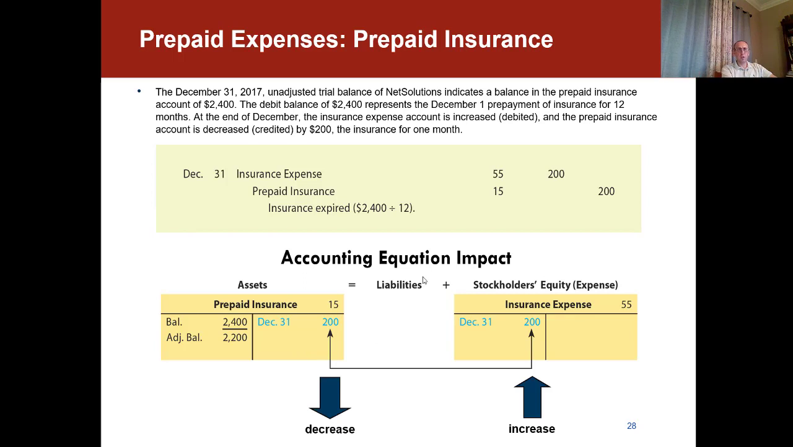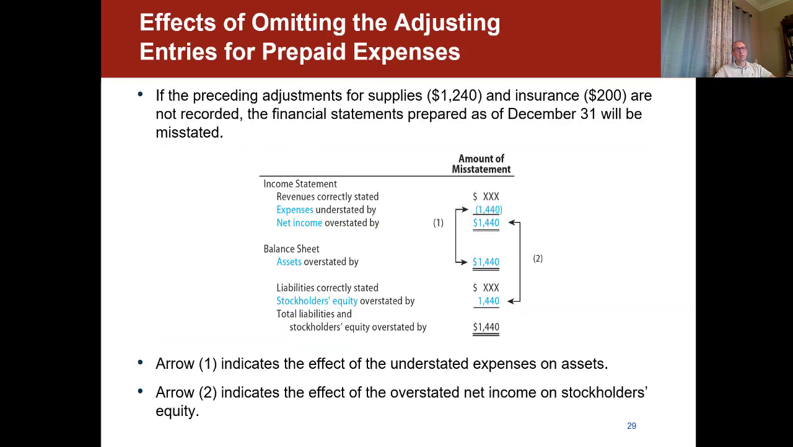So what if we forgot to record these transactions? And by the way, prepaid insurance, that's a deferred expense. So we paid before we received the service. So if the preceding adjustments for supplies and insurance are not recorded, the financial statement prepared as of December would be misstated. In what way? Revenues are not going to be affected, but expenses would be understated because we won't be recording these expenses. And then for net income, it would be overstated because it always goes opposite to expenses.